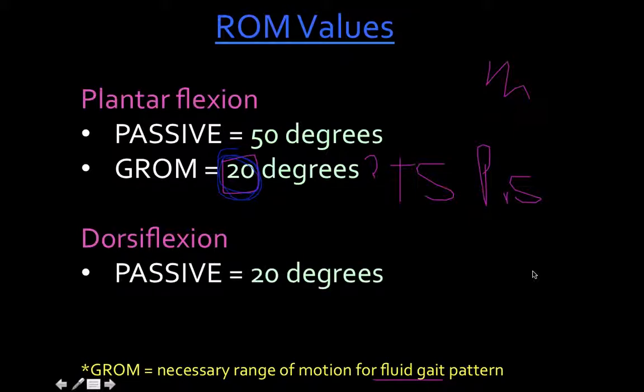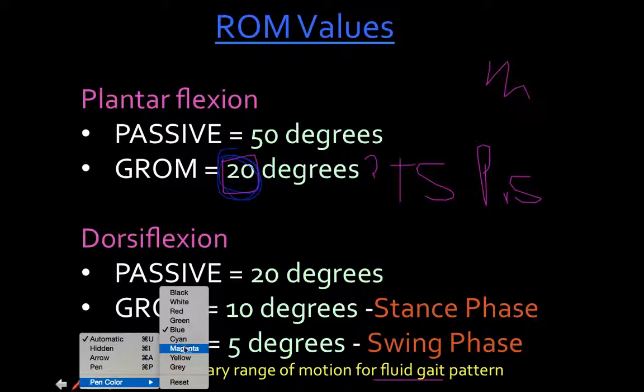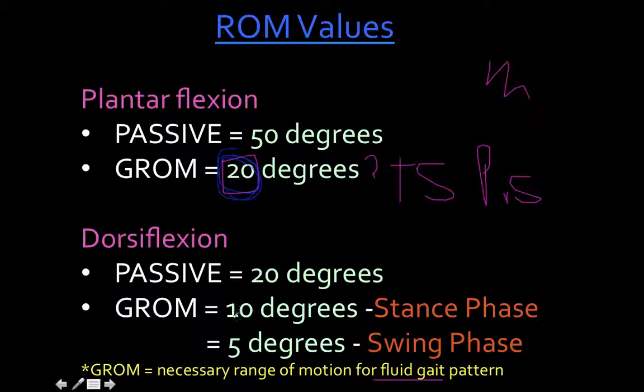So when we look at dorsiflexion, again, we talk passively. We can bring our toes to our nose, right, by about 20 degrees passively. But for gait, what do we need? These are important values as well for you guys, okay? We are going to need 10 degrees for stance phase. Why am I really dorsiflexing my foot in stance?